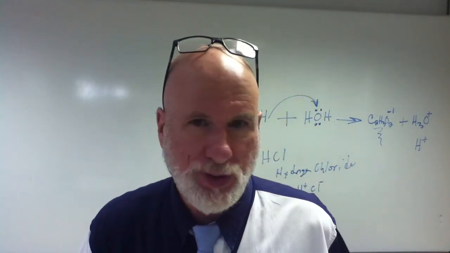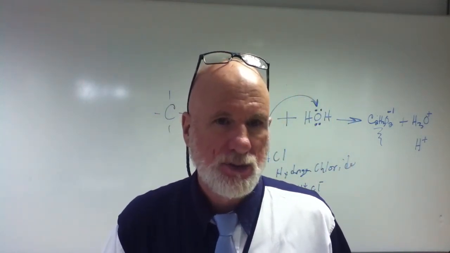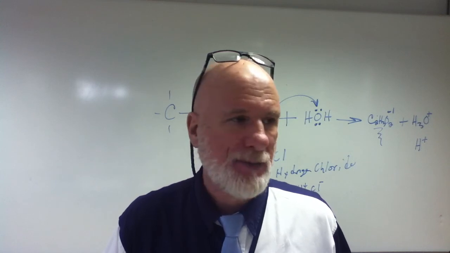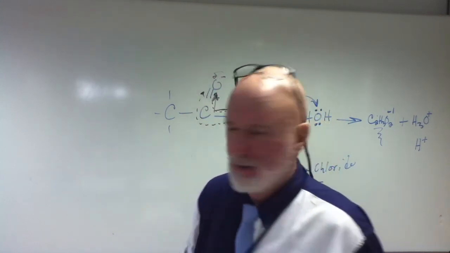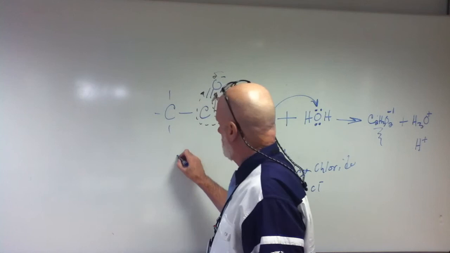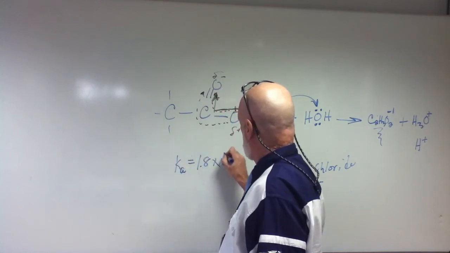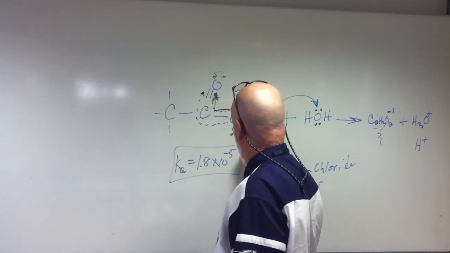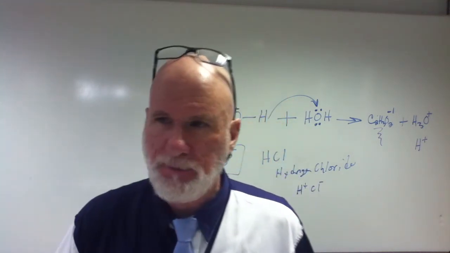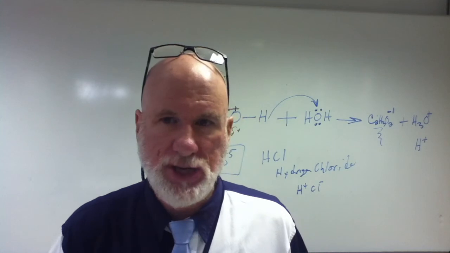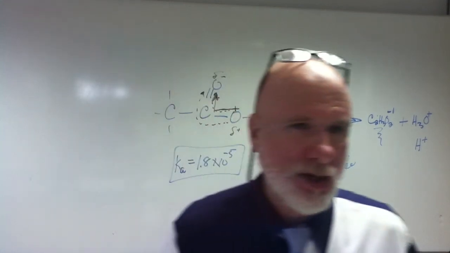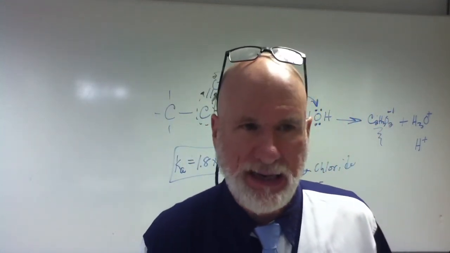Ka represents how much something ionizes. So for instance, if I have a Ka of 1.8 times 10 to the negative fifth, is that a large number? No. Is that a large number? Diego, are you there? Yeah.